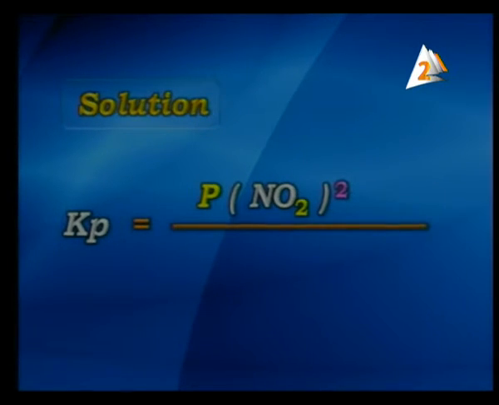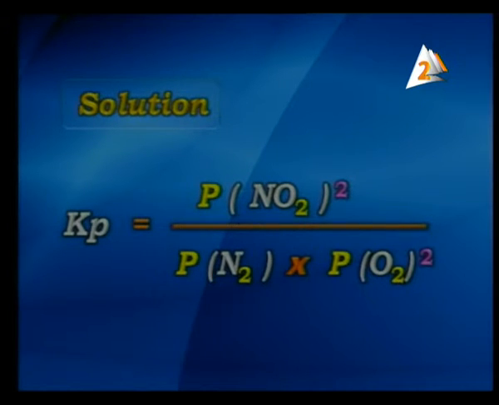What about the other species? It will be P, and between brackets N2, times P of O2 between brackets, to the power of 2. My lovely students, take care. This bracket is not a squared one, it's a normal bracket. So you must differentiate between Kp, the equilibrium constant for pressure, and Kc. There is a big difference between the shape of the bracket.